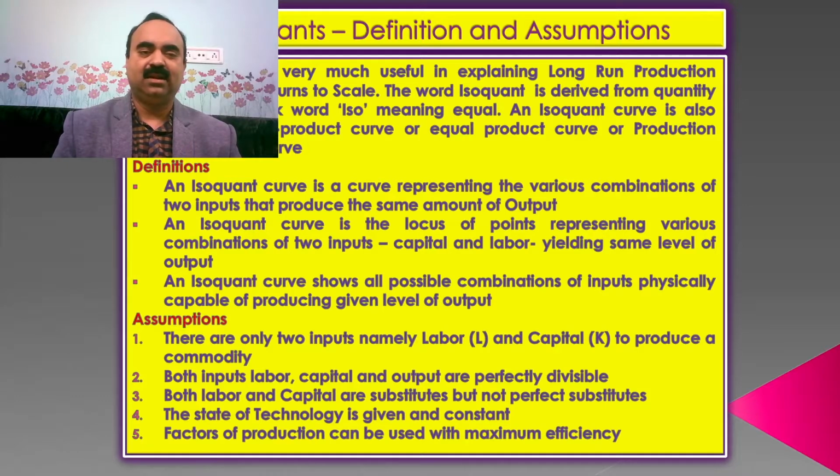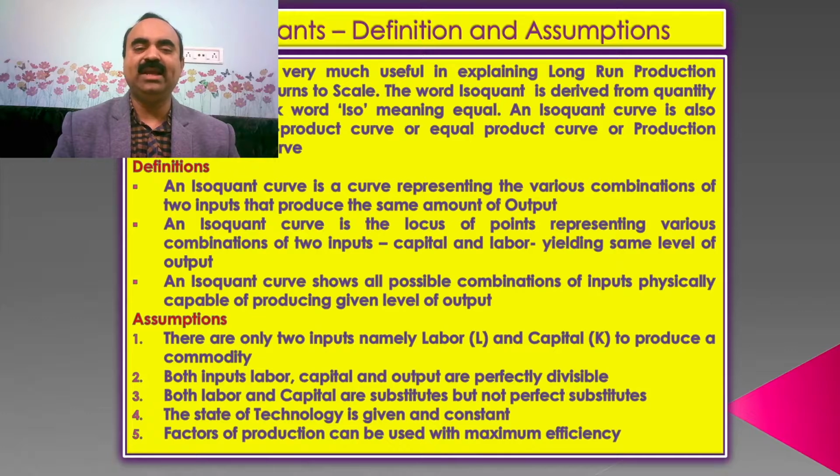Isoquants. Isoquants are very much useful in explaining long-run production function or returns to scale. The word isoquant is derived from quantity and the Greek word iso meaning equal. An isoquant curve is also known as isoproduct curve or equal product curve or production indifference curve.